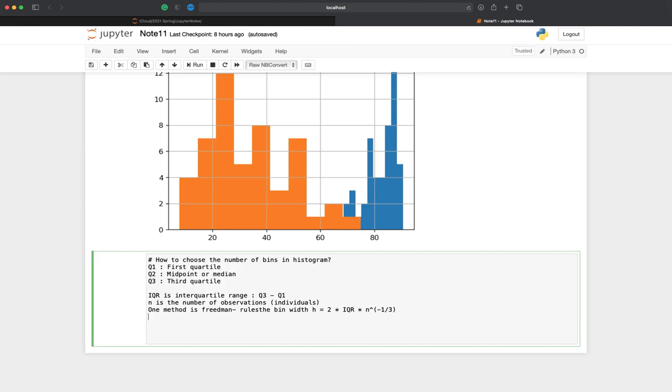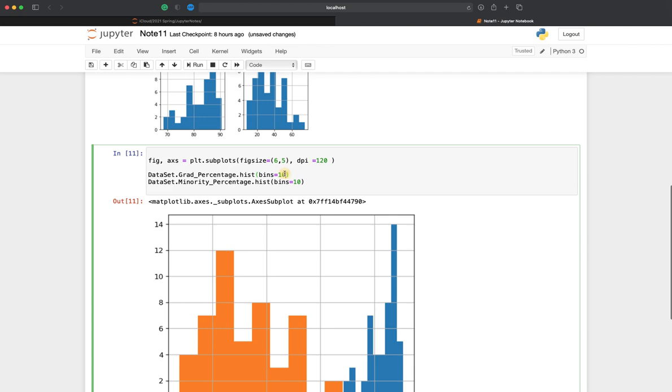Now, what is the number of bins? How do we find that? We use that H. Let's make this capital H so it's more noticeable. So max minus min divided by H gives you the number of bins. Okay, so in this way we find the number of bins.